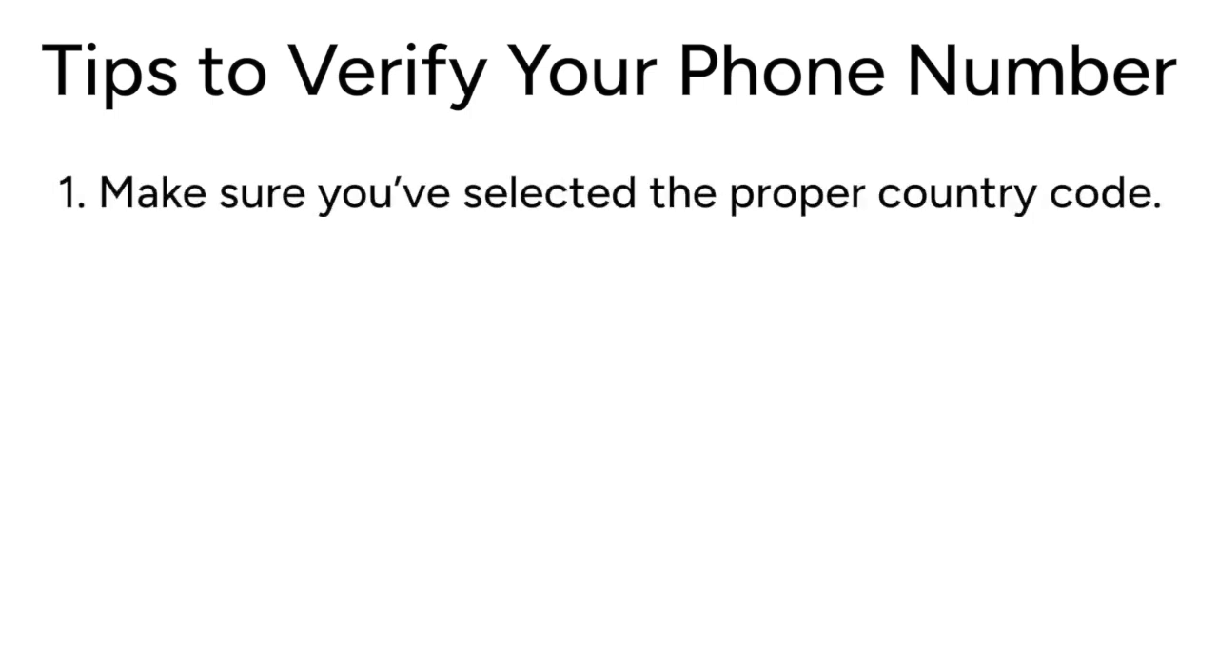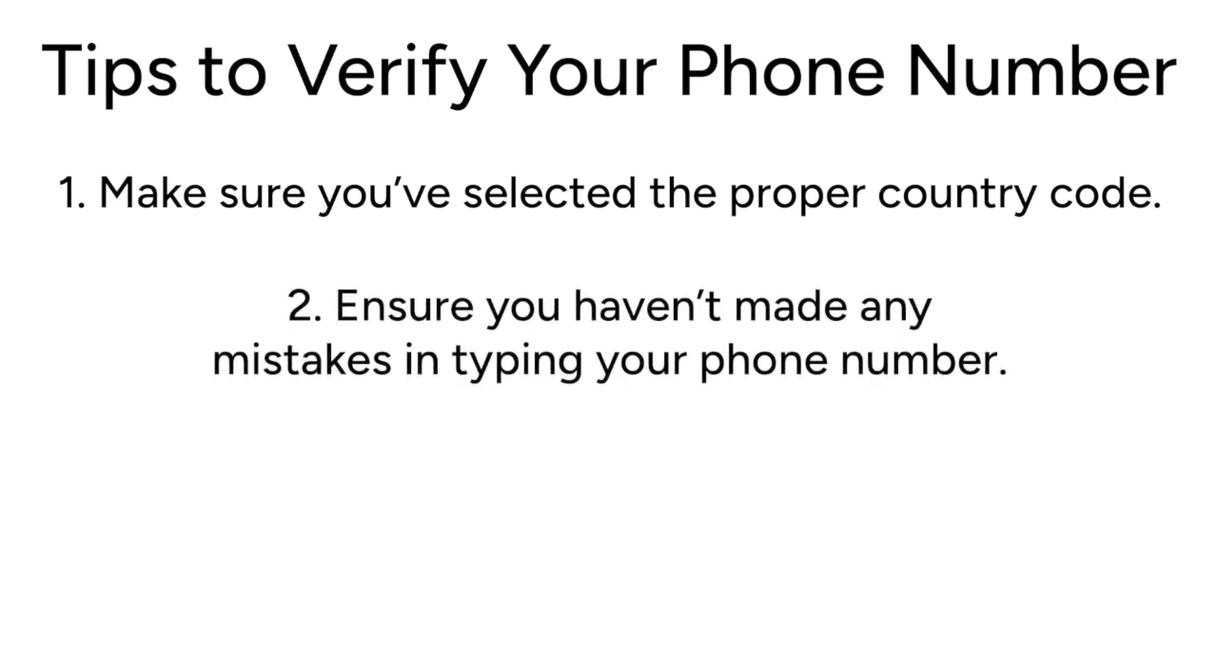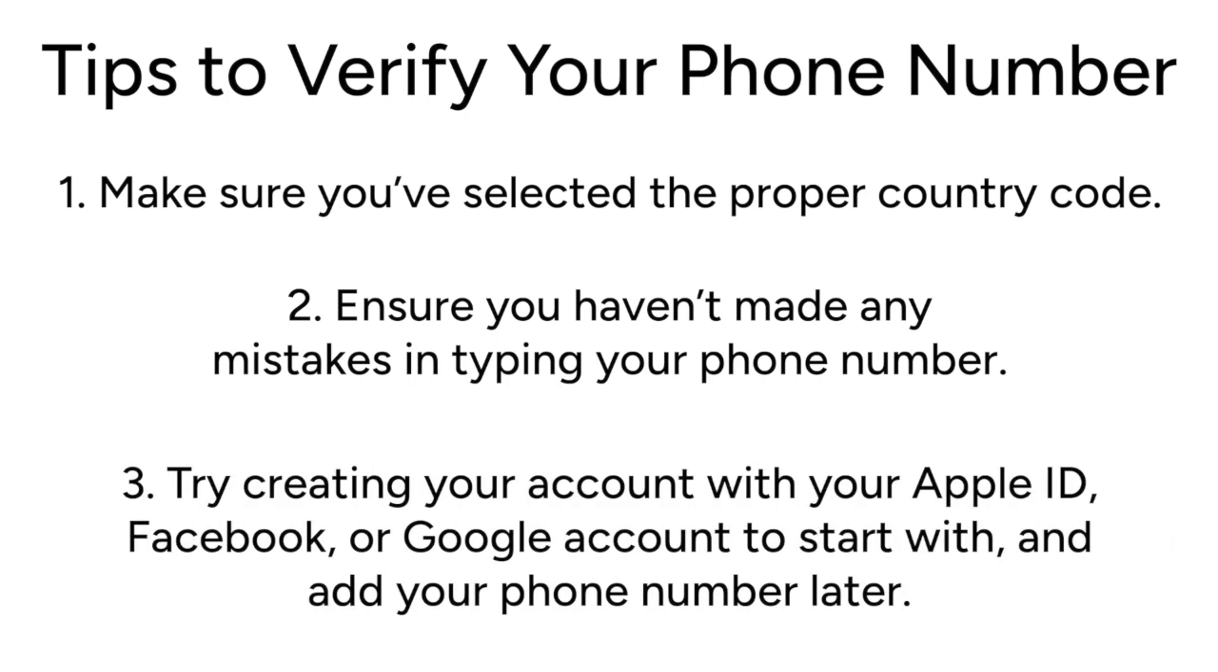If you're having trouble receiving the text message to verify your RedNote account, here are a few tips. Make sure you've selected the proper country code. By default, it will be set to +86 for China, but you'll need to set it to your own country to match your phone number in order for the text to go through. Also ensure you haven't made any mistakes in typing your phone number. Try creating your account with your Apple ID, Facebook, or Google account to start with, and add your phone number later. This seemed to work better for us, and we got the text message right away.